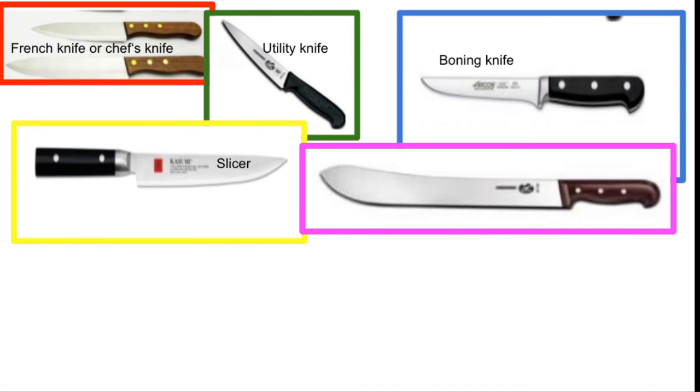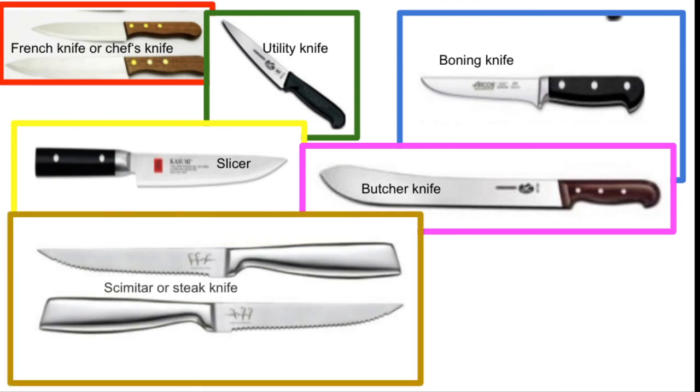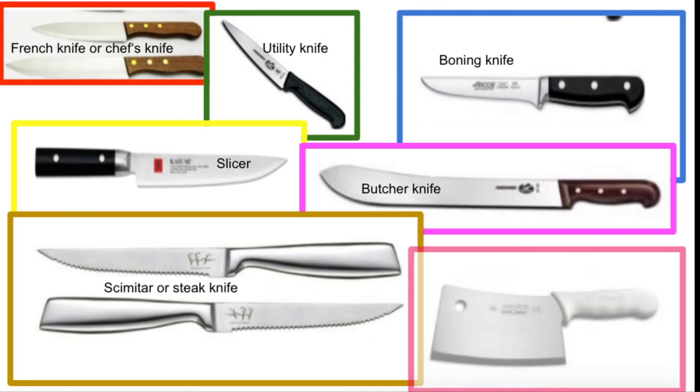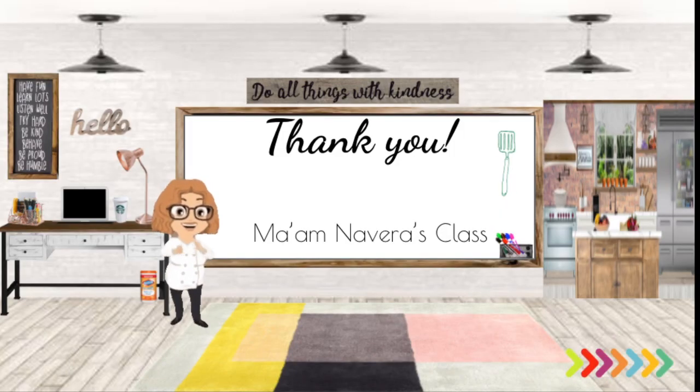Slicer used for carving and slicing cooked meats. This is the butcher knife for cutting, sectioning, and trimming raw meats in the butcher shop. Scimitar or steak knife used for accurate cutting of steaks. We have the cleaver. It is used for cutting through bones.